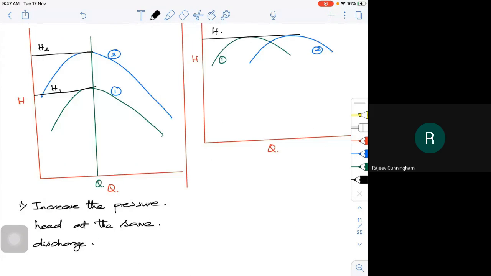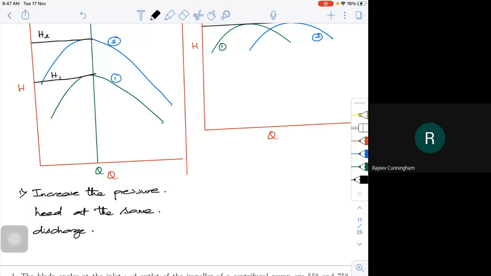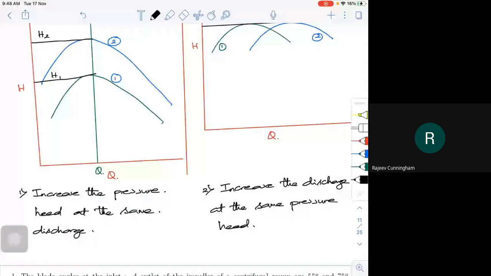When I want to increase the discharge, that is, I want more volume of flow at the same pressure head, I will go for pumps in parallel. So if I want more discharge under the same pressure head, I go for pumps in parallel.